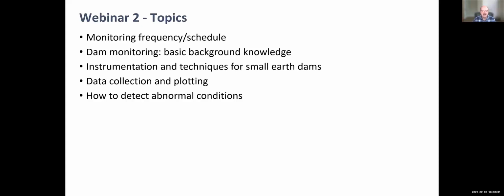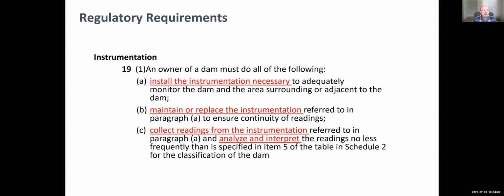We'll end up looking at how we would plot measurements that we do obtain. How do we plot it? And then how do we use those plots to potentially detect abnormal conditions? And we're especially looking for conditions that are giving us signs that a dam may be moving towards a more unsafe state of performance. We want to be able to use our monitoring to guide us to, maybe, repairs or maintenance activities. So I'll let Aaron start with a little bit of an overview on the regulatory requirements.